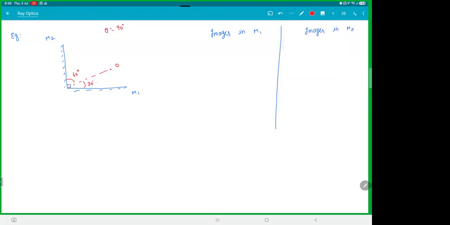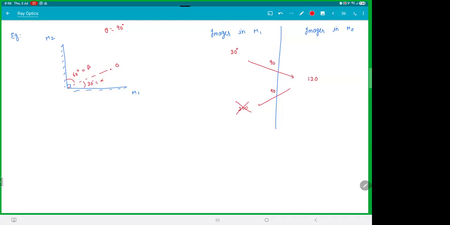So how do we start? So this was your alpha, this was your beta. So alpha was 30. Then add 90 to it, you'll become 120. Add 90 to it, you'll become 210. So we don't do that anymore. So 210, we don't do this. So we stop it there.